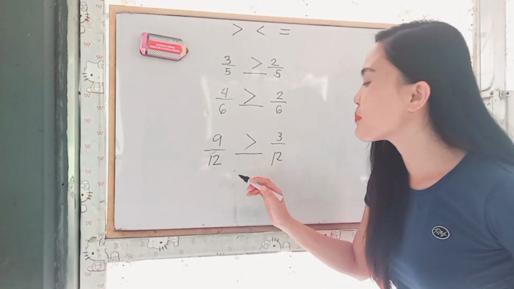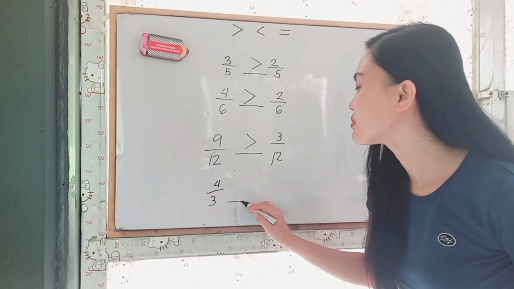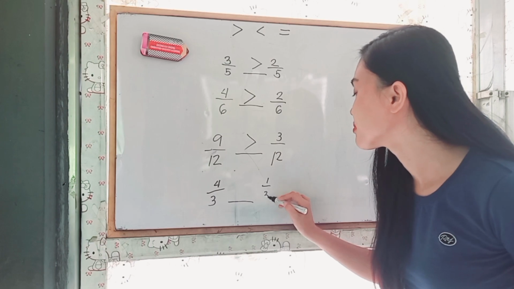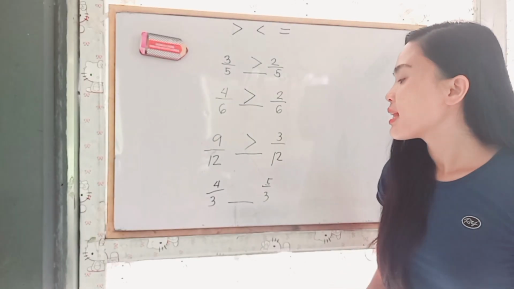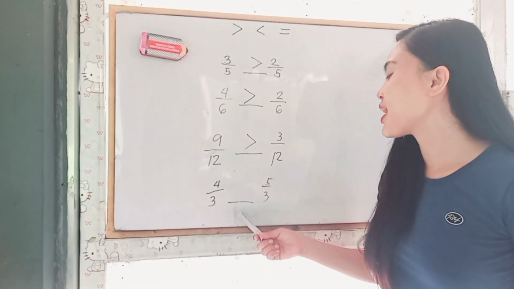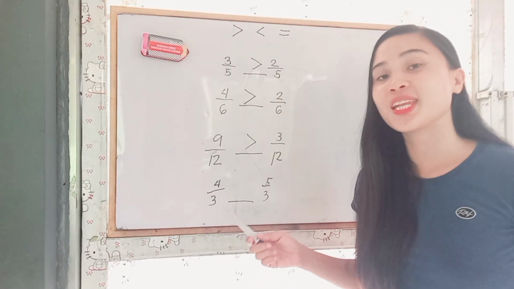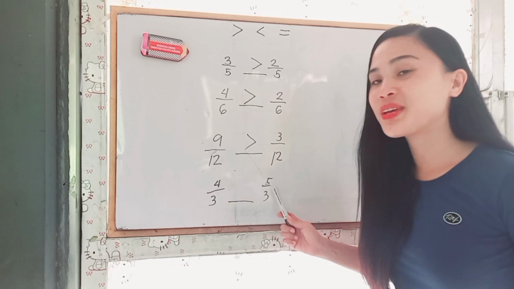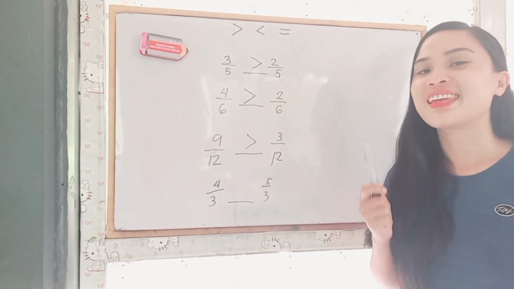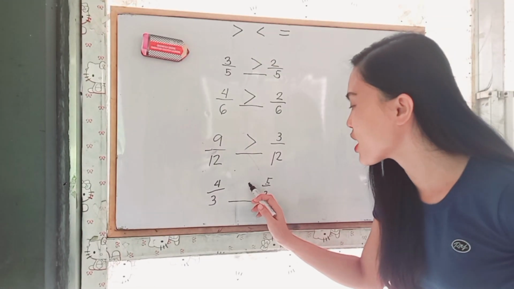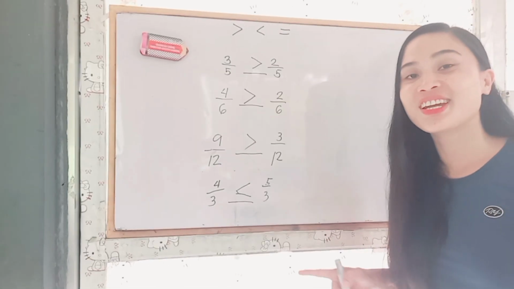Okay, another example, let us have 4/3 compared to 5/3. Again, they still have the same denominator, so just compare their numerator. Let's compare which is greater, 5 or 4. Yes, it's 5. So therefore, the mouth of the shark will face 5/3 since this is the greater fraction.